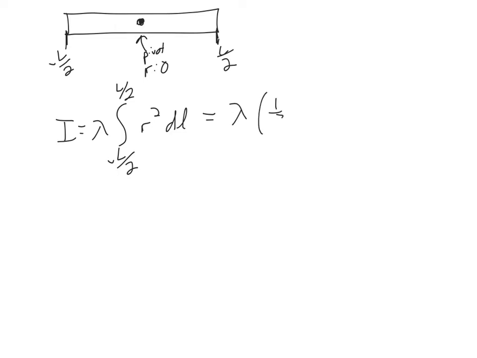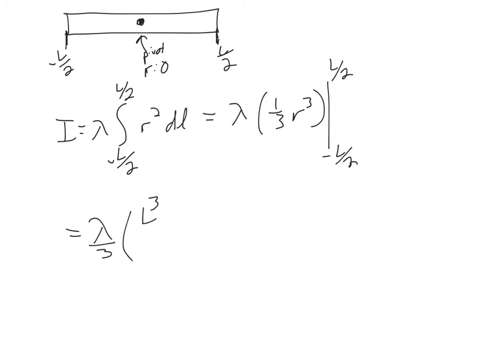And I do my integral and get 1/3 r cubed. This time my bounds are different. Here, when I start plugging them in, I'll end up getting L cubed over 8 minus negative L cubed over 8.